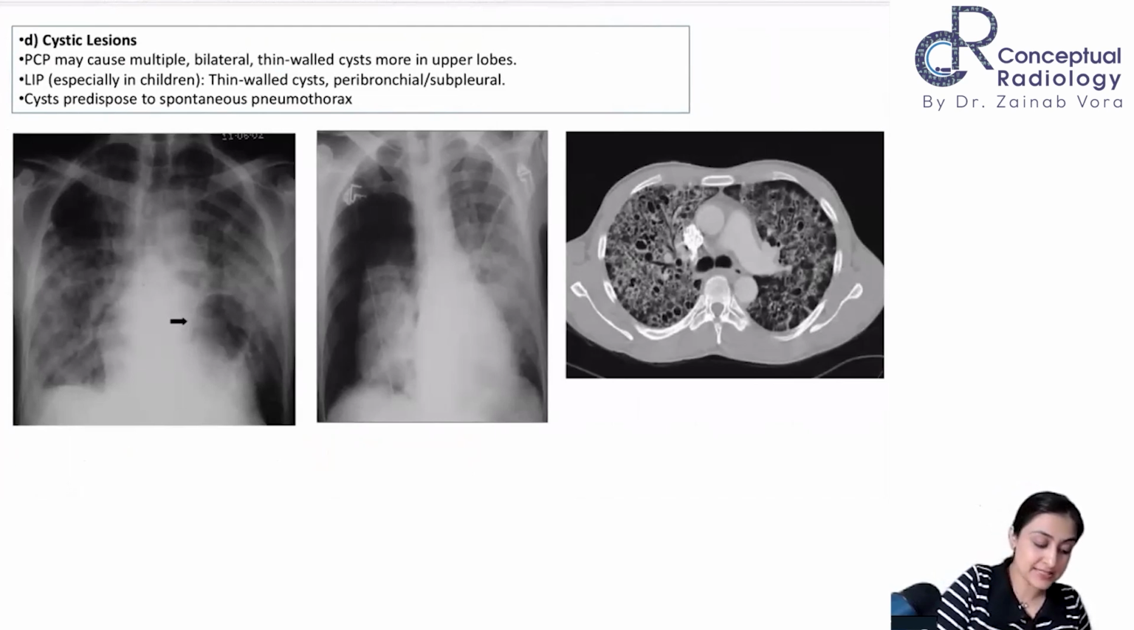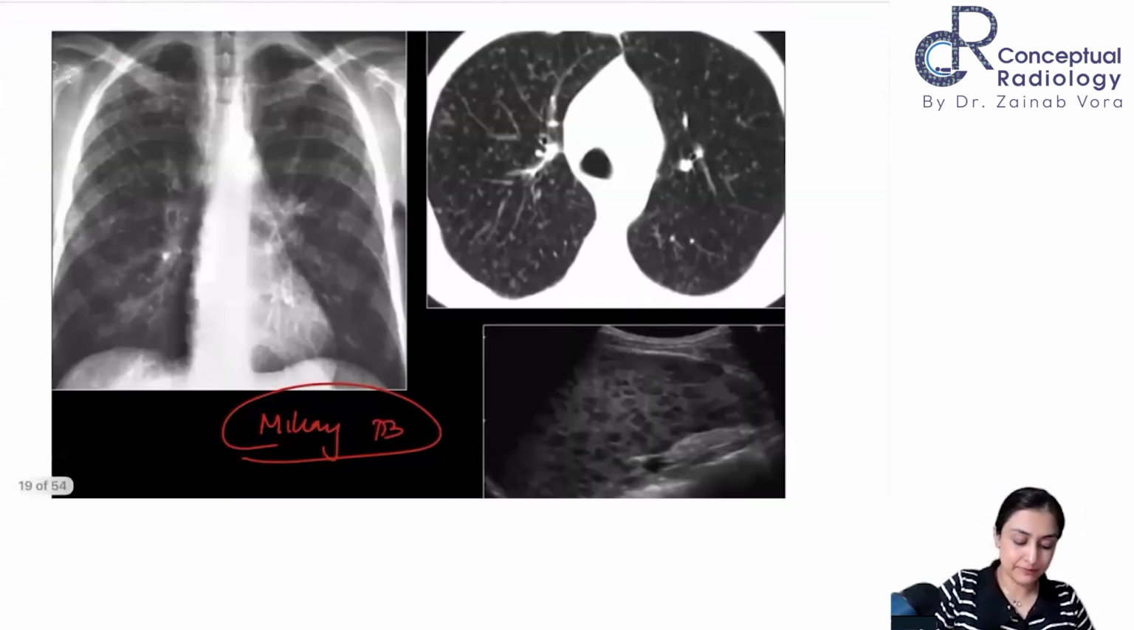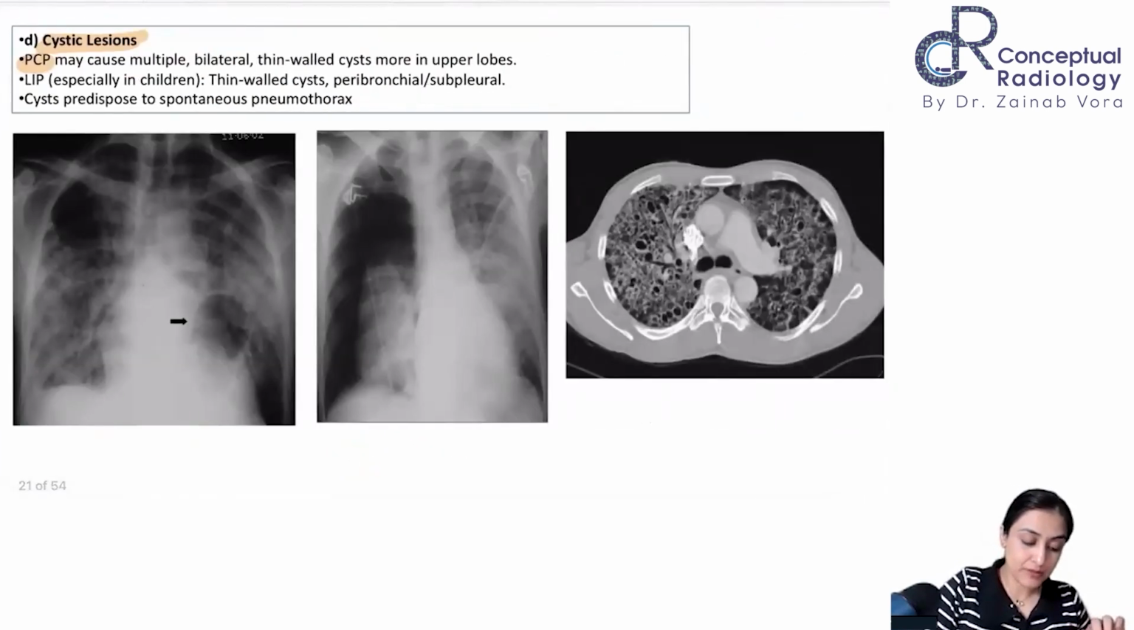Next pattern is cystic lesions. Again, cystic lesions, the first thing that should come to your mind is also PCP. Okay, so you can see bilateral thin-walled cysts.